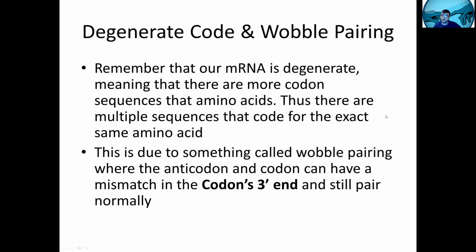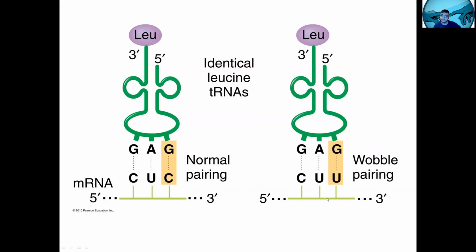All right. Going off of that, let's talk about degenerate code and Wobble pairing. Remember that our mRNA is degenerate, meaning that there are actually more codon sequences possible than amino acids. Thus, there are multiple sequences that code for the exact same amino acid. This is due to something called Wobble pairing, where the anticodon and codon can have a mismatch in the codon's 3' end and still pair normally. I'll give you an example. And this is actually a good image.